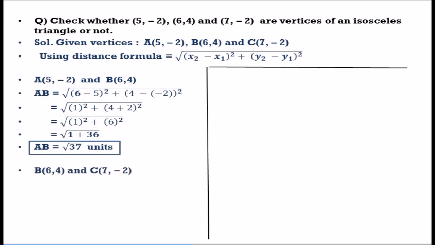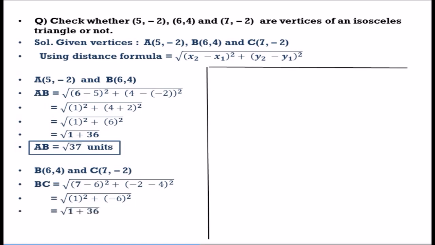Similarly, let's find the distance between the other 2 points. B 6, 4 and C 7, minus 2. So BC will be 7 minus 6 whole square plus minus 2 minus 4 whole square. 7 minus 6 is 1 square. Minus minus plus, but sign will remain minus. 2 plus 4 giving us minus 6 whole square. So 1 1s are 1, minus into minus plus, 6 6s are 36. So BC is root over 37 units.